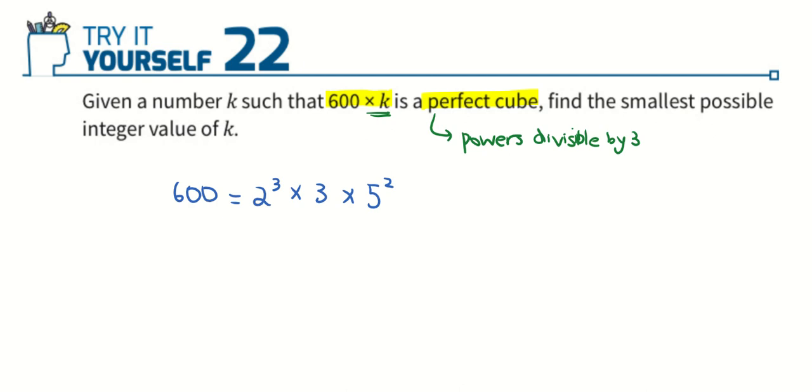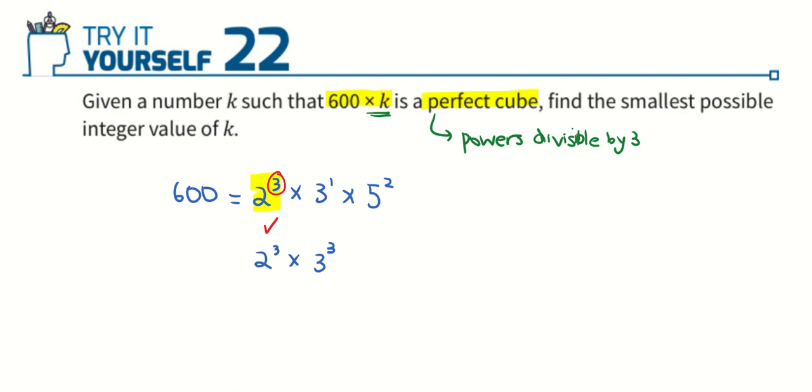So 2 cubed. Is this a perfect cube yet? This power is divisible by 3, right? So I am okay with this. How about 3? 3 as in 3 power 1. I must make it a multiple of 3, right? For the powers, what is the next multiple of 3? I must make it power 3, right? So, up to the 5.